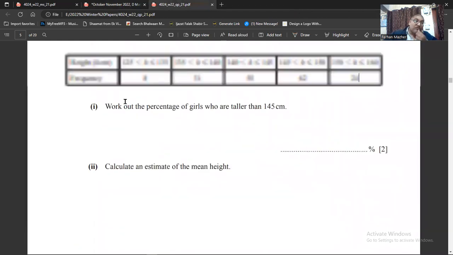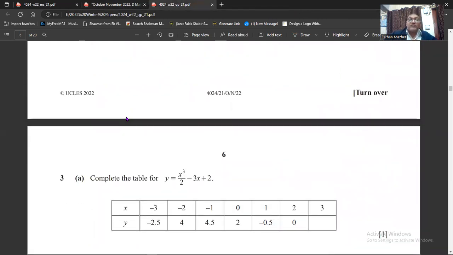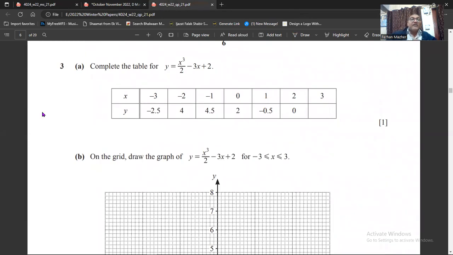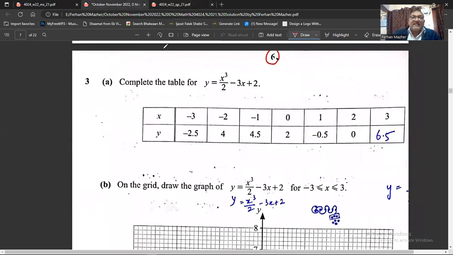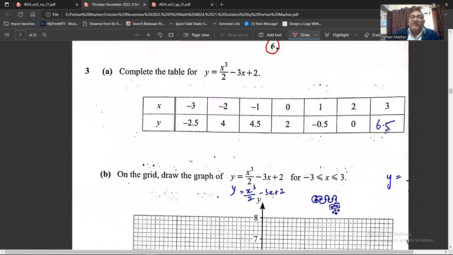So we are done with question number 2, and now we are going to the next question. That is question number 3. It says complete the table for y equals x cubed divided by 2 minus 3x plus 2. And here a value is missing. When x is 3, what is the value of y? So in your calculator, you will write 3 raised to power 3 divided by 2 minus 3 multiplied 3 plus 2. Whatever the answer you get, that is the answer. You will get 6.5. So this is how you complete this table.